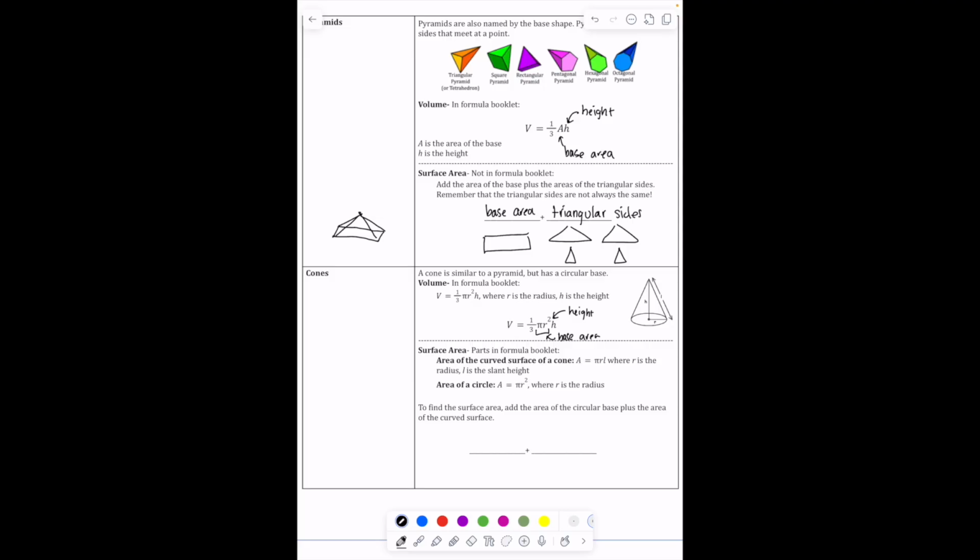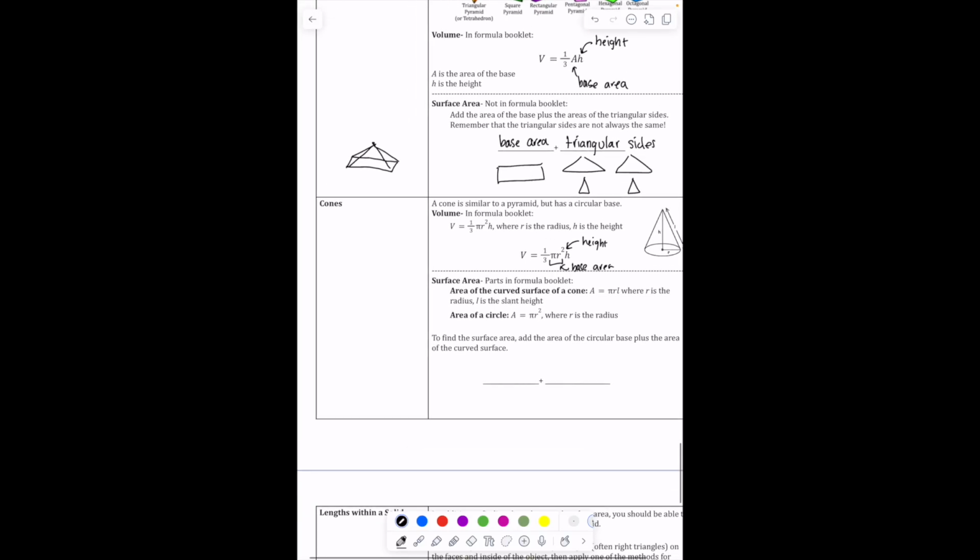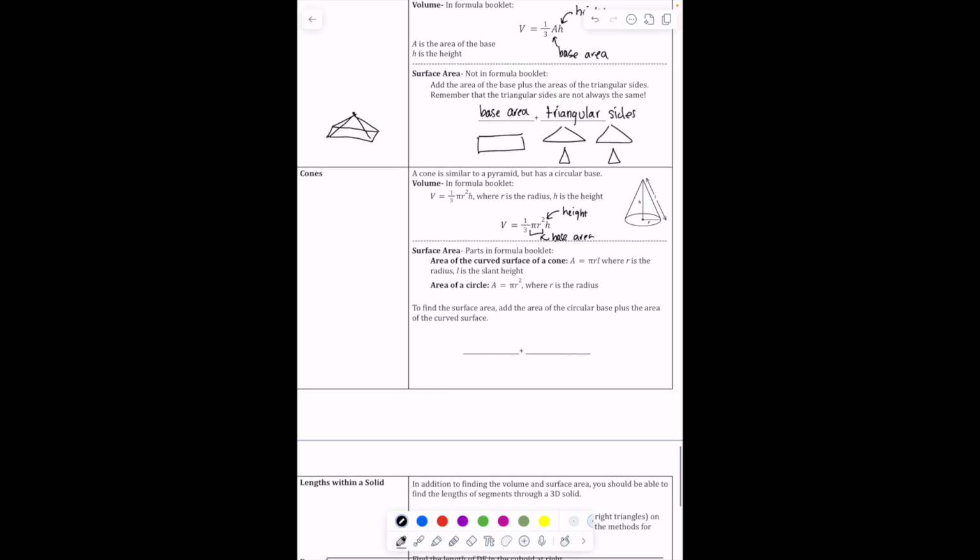And then surface area, again, the pieces are in our formula packet, but not the whole thing. When we unfold a cone, we end up with a circle, and then this part becomes a sector. So it'd be like this right here. So the area of a circle will be part of what we need to add.